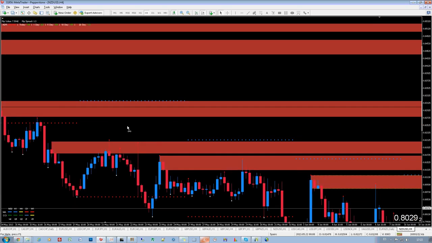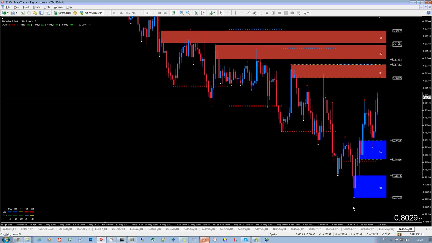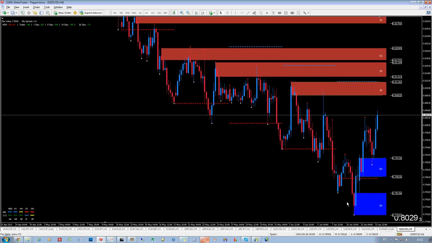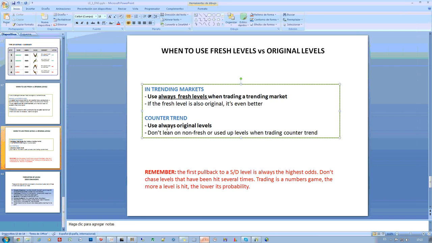So when price hits the opposing demand area, okay, here for example, do we want to lean on these levels to short? No, we don't. Why? Because this is not fresh. This is already used up. And what does it say? What do we say here?